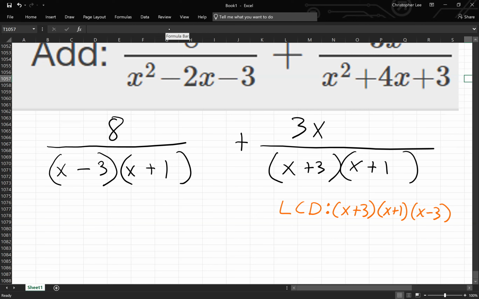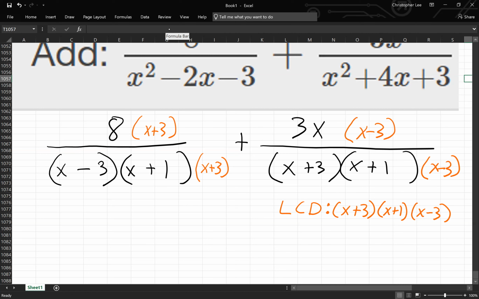All right. So now I'm looking at each one of these denominators individually. I'm looking at the first one with the 8 on top. I have x minus 3 and x plus 1, but I'm missing the x plus 3. So I'm going to multiply this by an x plus 3, but what I do to the bottom, I've got to do to the top. Now the second rational expression, the one with the 3x. I have an x plus 3 and an x plus 1, but I'm missing an x minus 3. So I'm going to multiply this by x minus 3, but what I do to the bottom, I've got to do to the top.